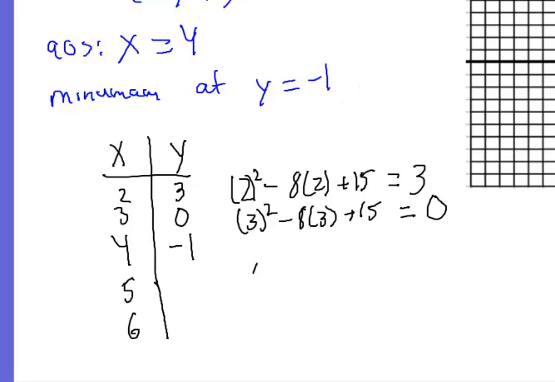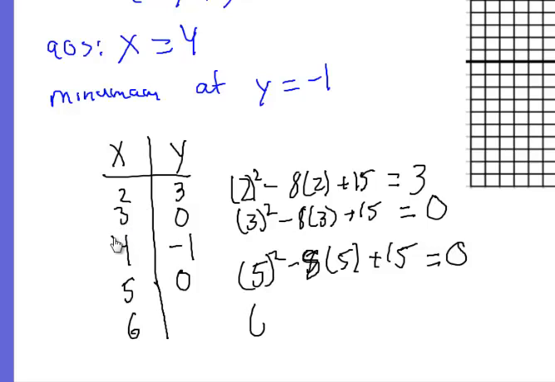Okay, now we plug in a 5. It's going to be 5 squared minus 8 times 5 plus 15. Again, 5 squared is 25, minus 40 is negative 15, plus 15 again is 0. Okay, and we plug 6 in. 6 squared minus 8 times 6 plus 15. 6 squared is 36. 8 times 6 is 48.